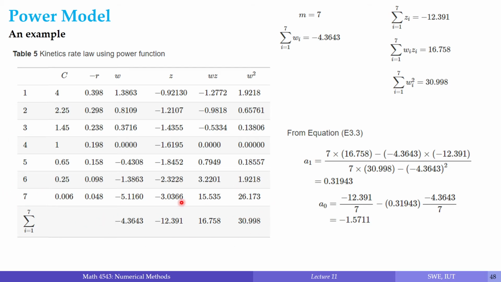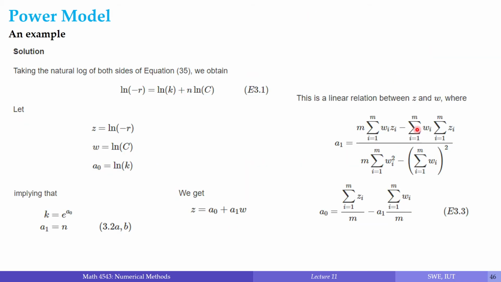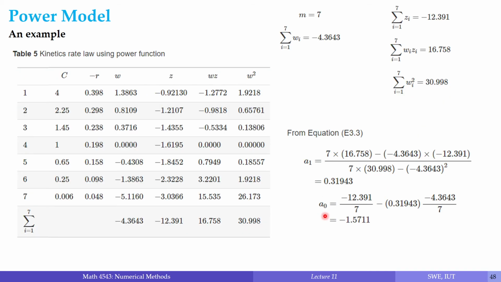After we find these values, we can simply plug them into our a1 formula, and we'll find the value of a1. Using the value of a1, if we plug it into the formula for a naught, we'll find the corresponding value of a naught, which is what they did over here. We get the value of a1 as 0.319 something, and the value of a naught as minus 1.571 something.